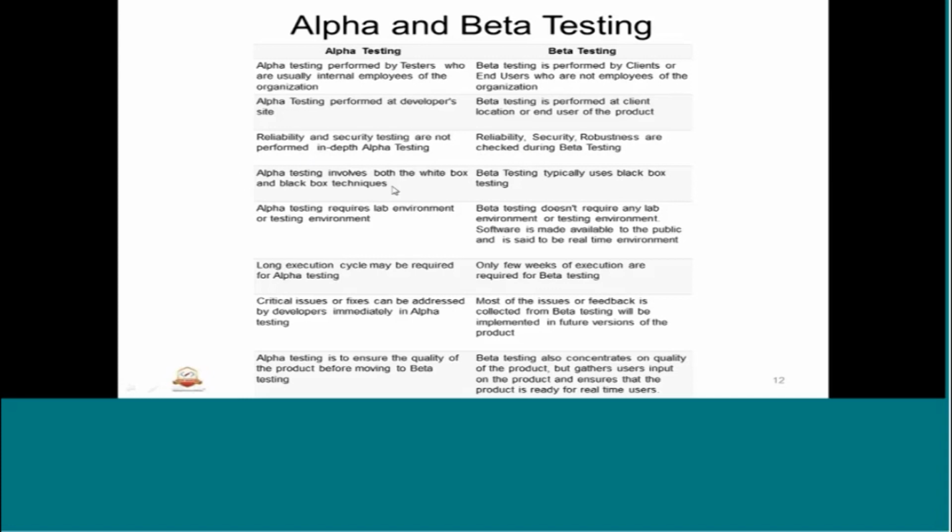Alpha testing involves both white box and black box techniques. Beta testing typically uses black box at a system level. Alpha testing requires a lab or test environment. Beta testing doesn't require any in-house or testing environment. The software is made available to the public or the end user, in a real-time environment. A long execution cycle may be required for alpha testing, while only a few weeks of execution is required for beta testing. Critical issues or fixes can be addressed by developers immediately in alpha testing. Most of the issues or feedback collected from beta testing will be implemented in future versions of the product.